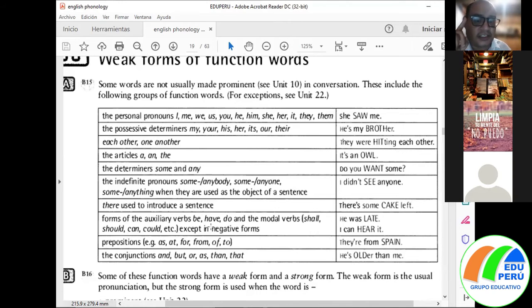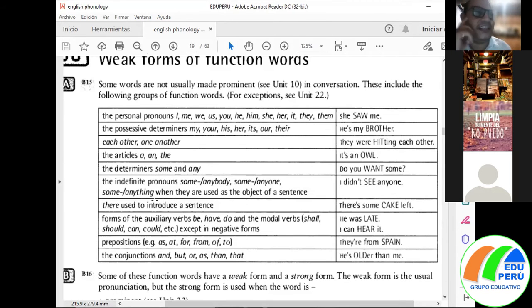When they are used as the object of a sentence, not as a subject. The auxiliary verbs be, have, do, and the modal verbs shall, should, can, could, etc., except in negative forms, prepositions, conjunctions. So notice all the function words that we have in the English language: pronouns, possessive determiners, indefinite pronouns, auxiliary verbs, prepositions, conjunctions.